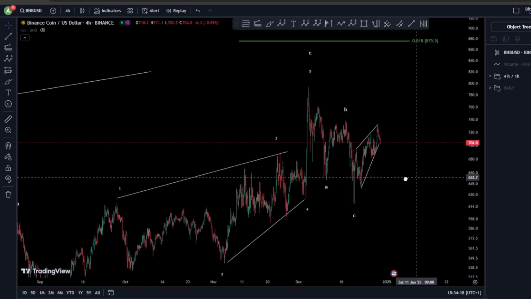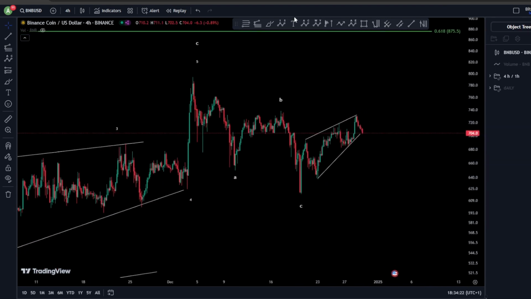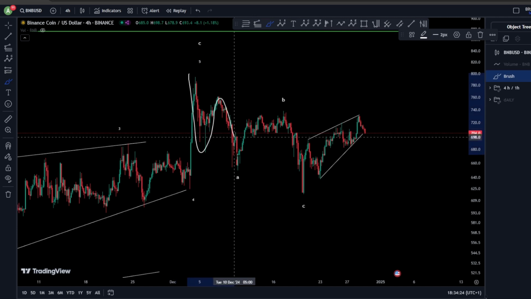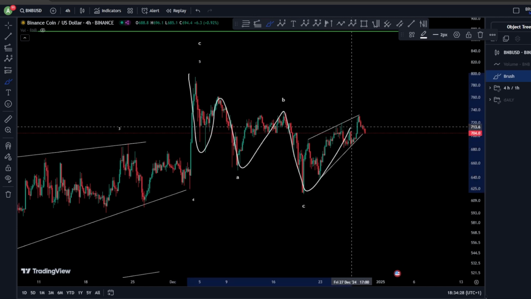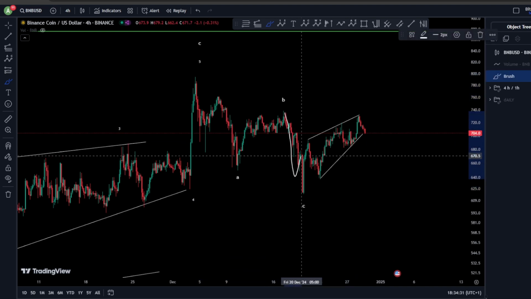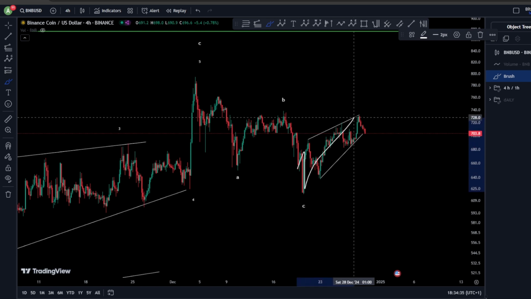But it can also be taken in another way as well. It can be several 1, 2s as 1, 2, 1, 2, and then even a third 1, 2 here. Your third 1, 2 can be there, A, B, and a C, of course, A, B, and a C towards the downside.